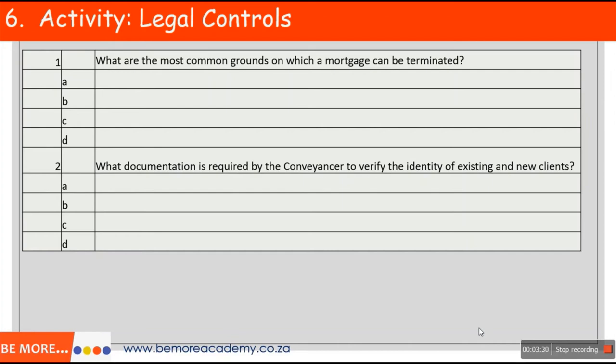Insolvency. There we go. One more. Can you say not declaring information?